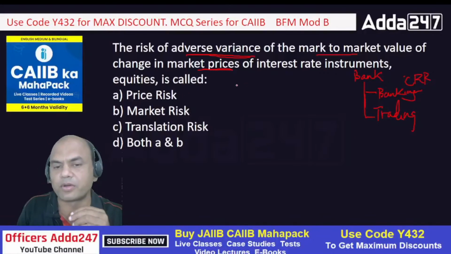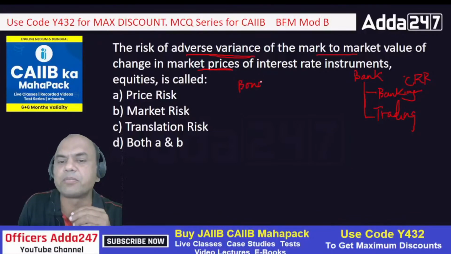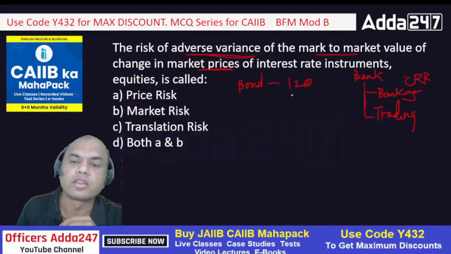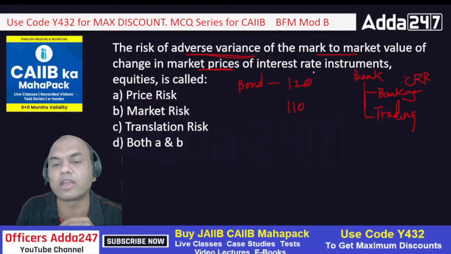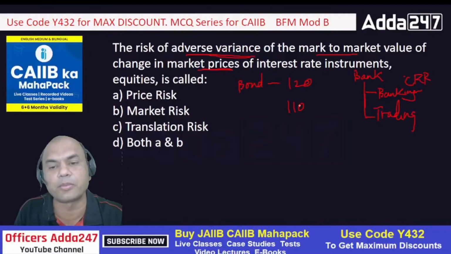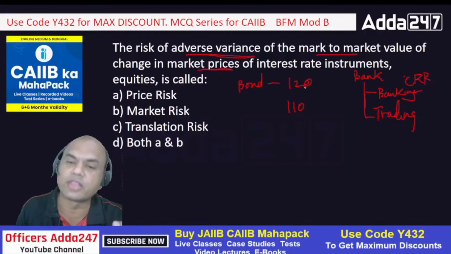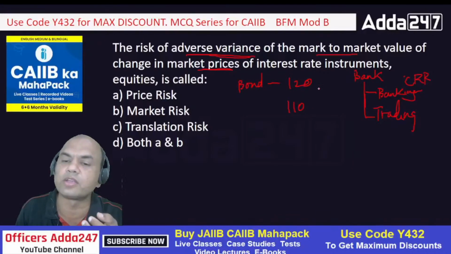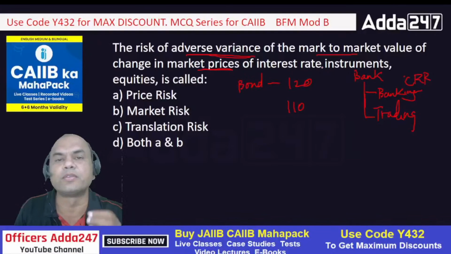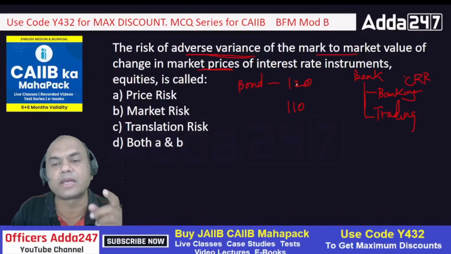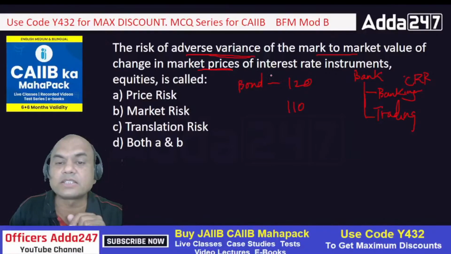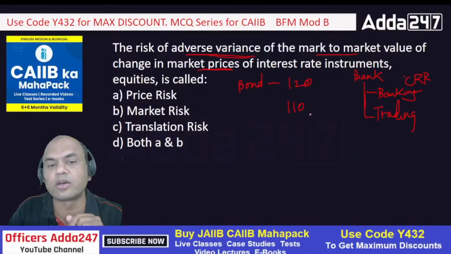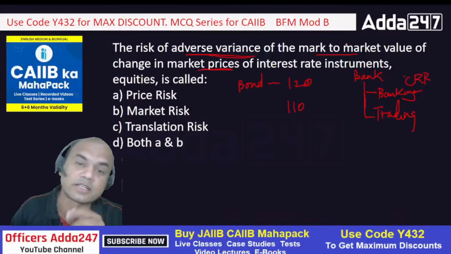If I purchased a bond for, let's say, 120 rupees and the face value is 100, and now the bond price goes to 110, then I'm at a loss. When will this happen? The price moves down if the interest rate moves up. If the interest rate in the market goes up, the price of my bond will go down. So if my price is going down, will it be mark to market? Yes, it can be.